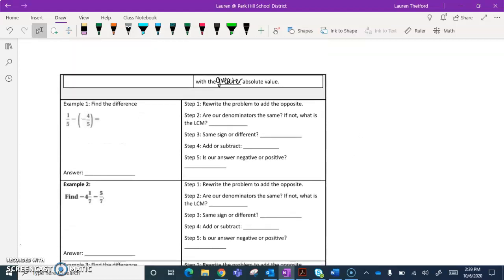All right, so let's look at example 1. We have two denominators that are the same. It says write the problem as add the opposite. So that's step 1. So this is actually 1 over 5 plus, because we have to add the opposite, and the opposite of negative 4 over 5 is just 4 over 5, because this now turns positive.